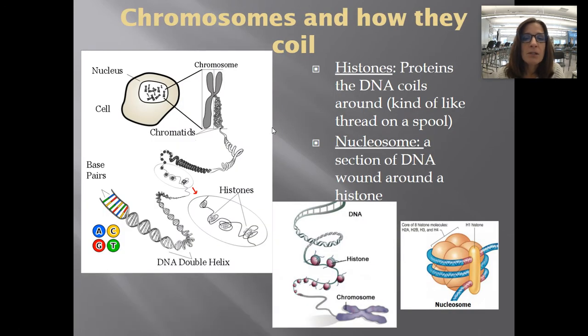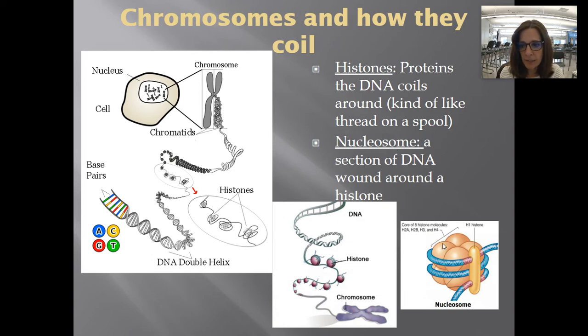Let me tell you. So chromosomes and how they coil. It's super important that DNA coils in as tight as it can so it can fit in all of our cells, because it is the instructions for making the proteins that make us us. So there's a couple more vocabulary words. Histones are the proteins that DNA coils around. I like to think of it as the thread would be the DNA and the spool would be the histone. And then all of that together is what's called a nucleosome.